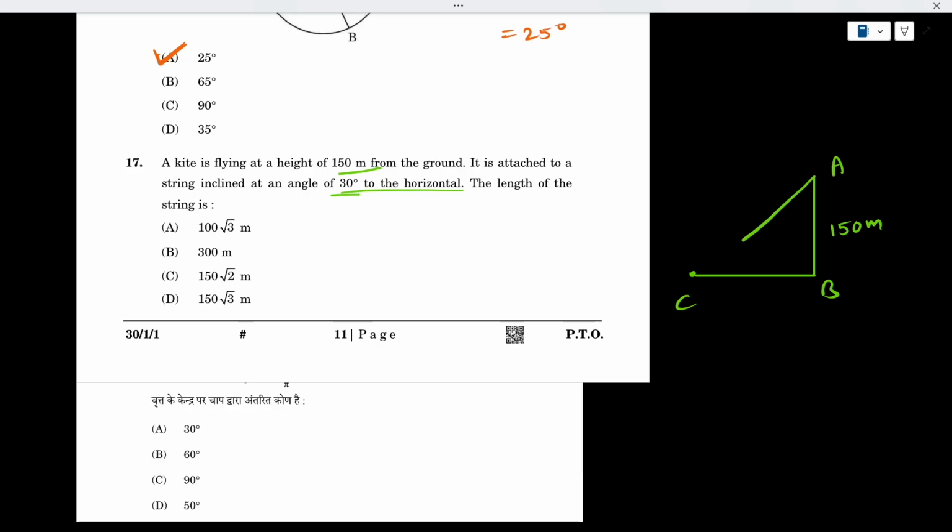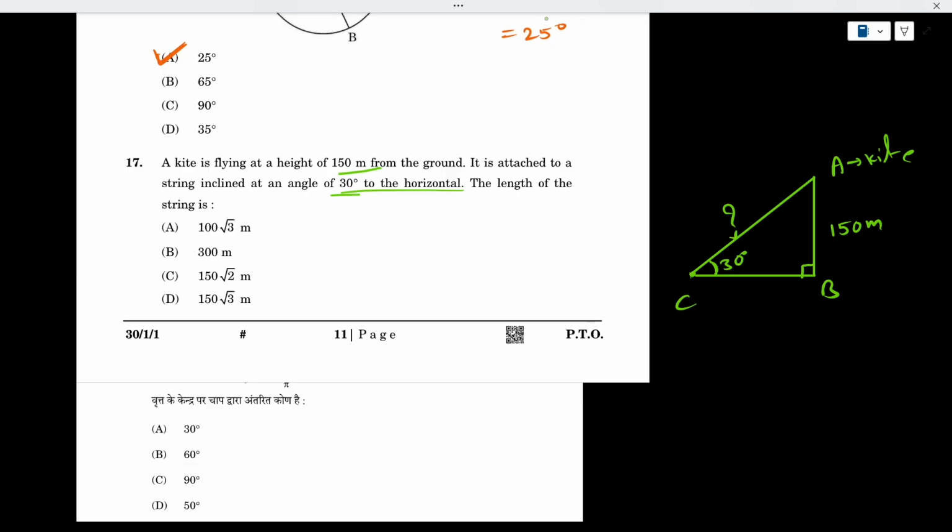Now this is the string attached to the kite, right? Kite position is A, this is the kite position, and this is C. At C it is tied to the ground, right? Here you know that the angle between the kite and this height is going to be 90 degree, and this angle is 30 degree. What do I need to find out here?